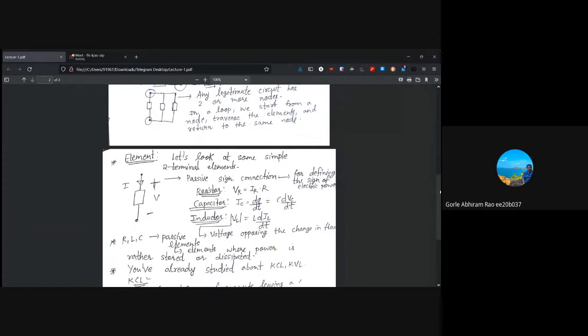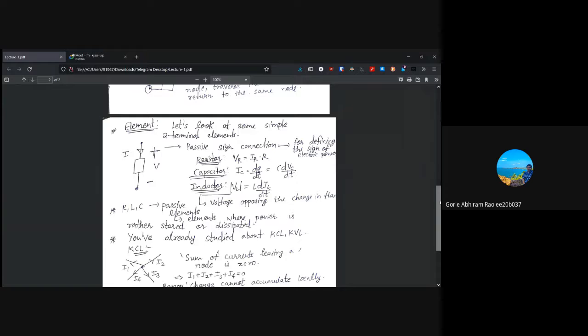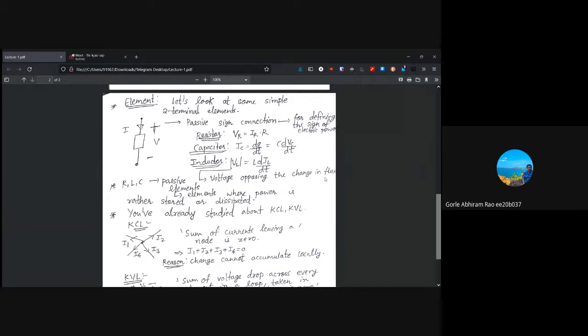Right? Let's now try and look at some very basic, simple two-terminal elements. We'll mainly be dealing with resistors, capacitors, and inductors. So let's directly look at how the relations across these elements work. Since R, L, and C are passive elements, where power is stored or dissipated instead of being generated, we use the passive sign convention to define the sign of electrical power.